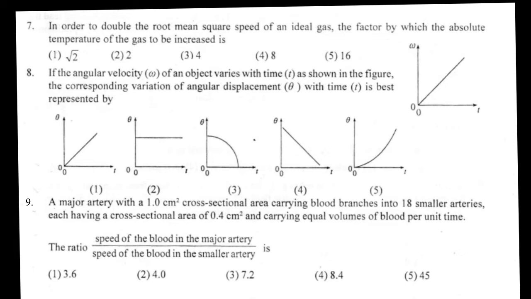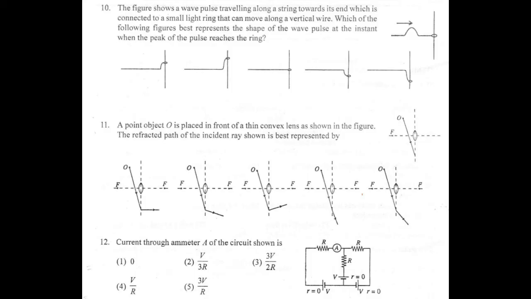So we can equate the two equations. A V1, A is 1, so V1 equals 18 into 0.4 into V2, and from that equation, we can get V1 over V2, and it is 7.2. The answer is 3. Question number 10.